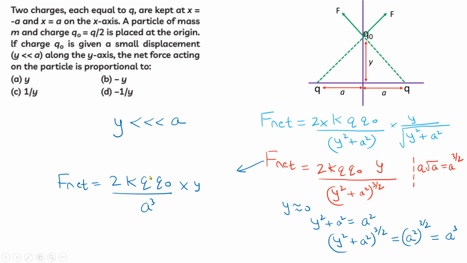Now look at these expressions, 2k q naught divided by a cube, all of these are constants. So this whole thing is a constant, which means we can say that the net force is directly proportional to y, which is in option A. And the direction of the net force will be upwards. And since it is upwards, we are taking positive y. Had the net force been downwards, we would have taken minus y. That's why option A is the answer.